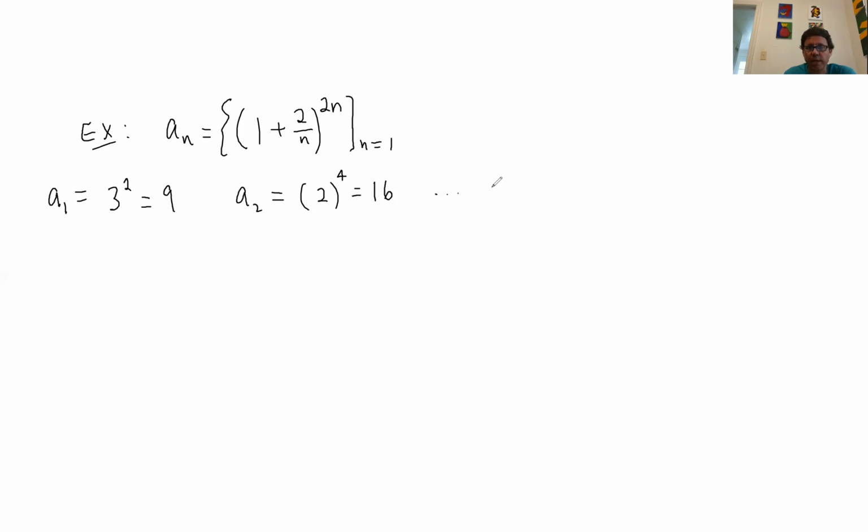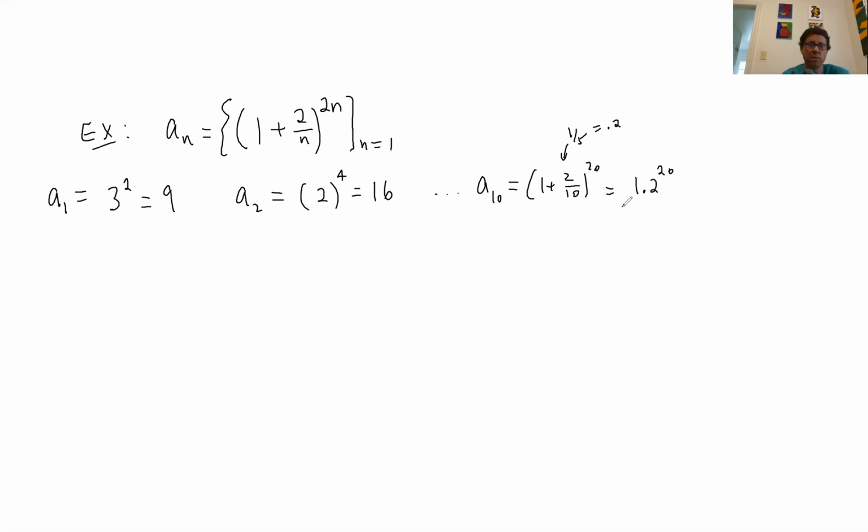If you keep going, 3, 4, 5, what if we did A10? It would be the 10th number in this sequence. I plug in 10, and so I get 2 over 10, which is a 5th. So it's 1 plus 2 over 10 raised to the 20th power. I'm plugging an n in both places. So that's going to be 1 plus a 5th. The 5th is 0.2, so that's 1.2 raised to the 20th power.